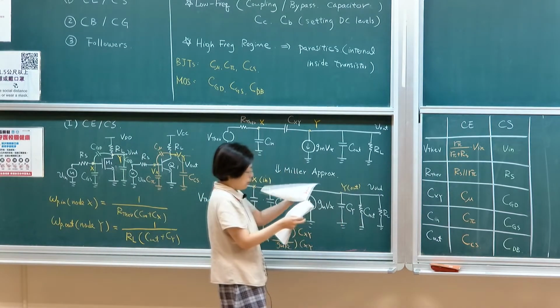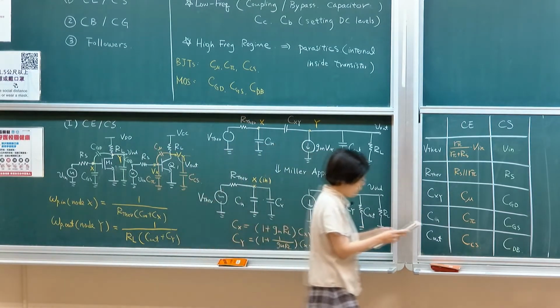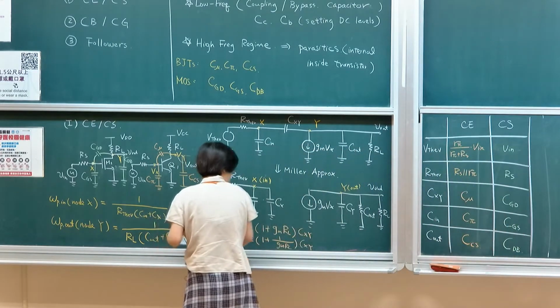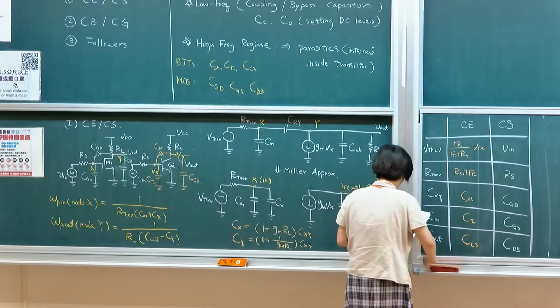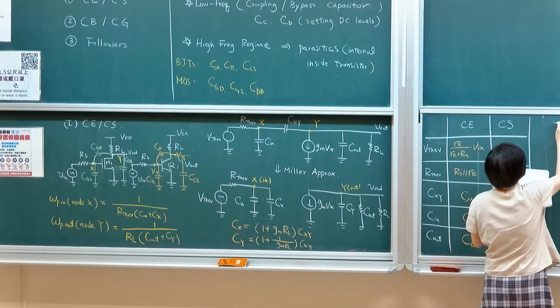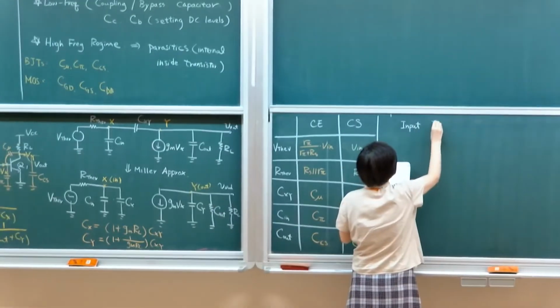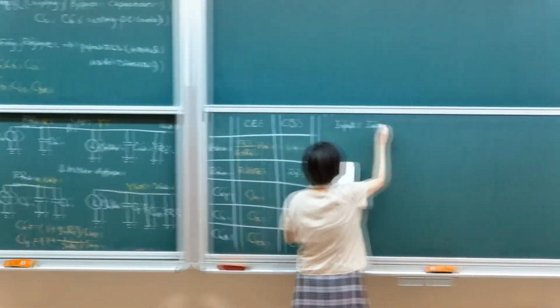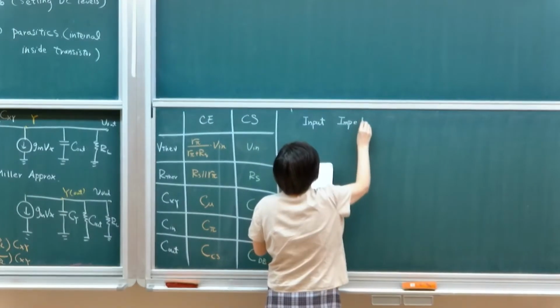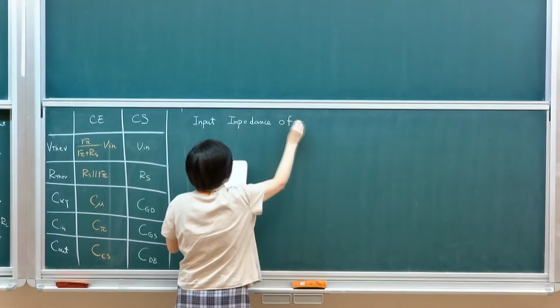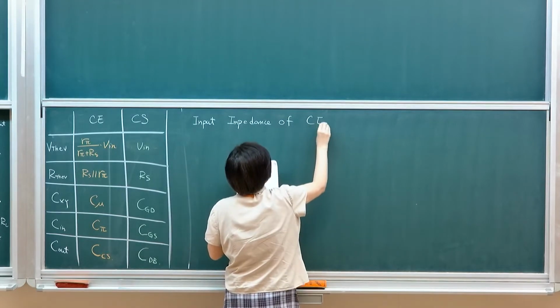So this is for high-frequency analysis. And the other thing typically considered is called the input impedance of the circuit, for CE and CS.